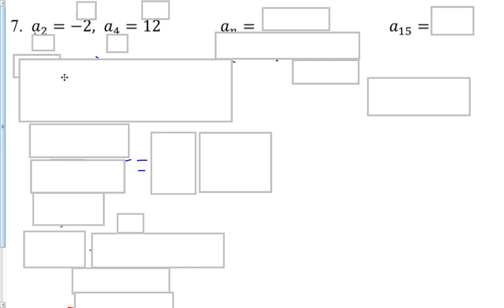However, you can actually use slope. Treat this as if it's a point. When x is 4, y is 12. When x is 2, y is negative 2, right?